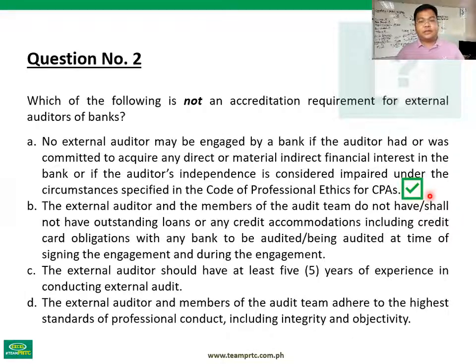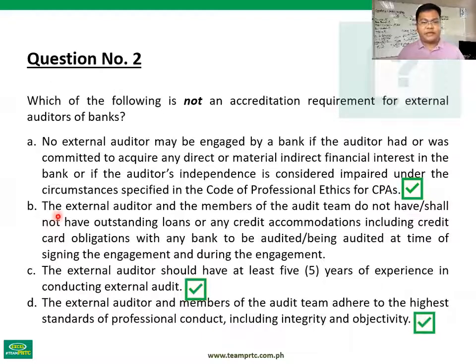Okay? So next, let's have letter C muna. The external auditor should have at least 5 years of experience in conducting external audit. So letter C is also a required item for the accreditation of external auditors of banks. So finally, let's have letter D. The external auditor and members of the audit team adhere to the highest standards of professional conduct, including integrity and objectivity. So this is a basic requirement. Okay? So that is why the incorrect statement is letter B.